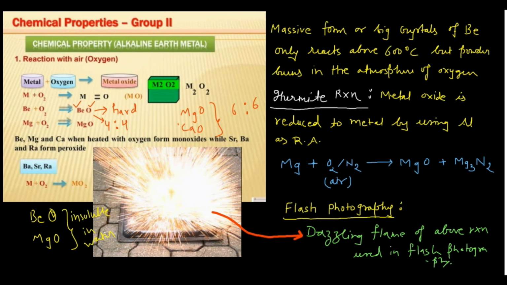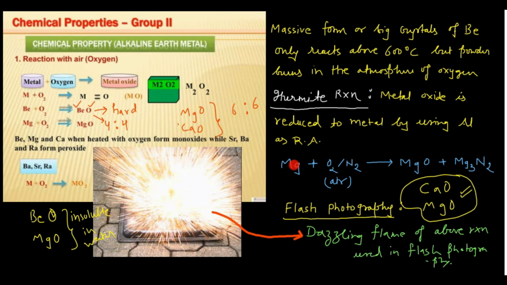If you remember your metallurgy part, then you know that calcium oxide and magnesium oxide, these two, are used in the linings of the furnaces when you do metallurgy. Why? Because their melting point is quite high. So for the basic lining in the furnaces, calcium oxide and magnesium oxide are used because they have a very high melting point. And then we can move further.